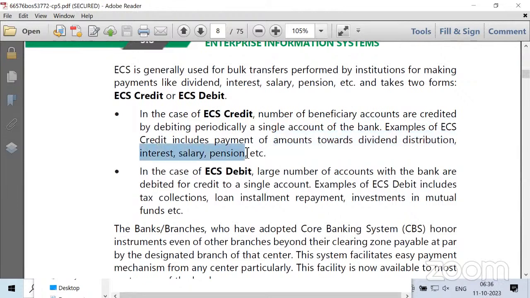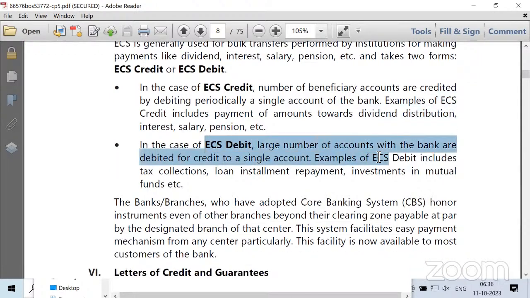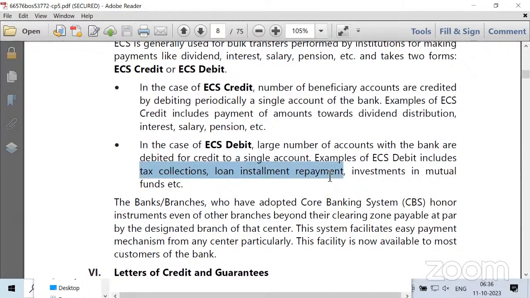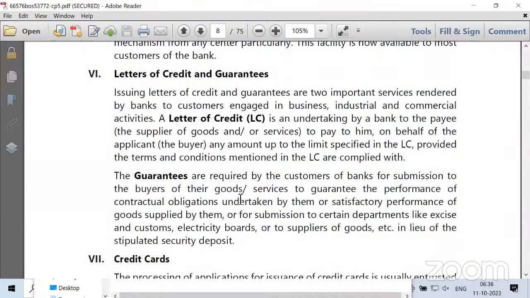Now assume that you are a company, let's say Infosys Limited. You are paying salary, you are paying interest, you are paying dividend. So once dividend is distributed, it will be distributed to all the shareholders. So it will be made using ECS. Similarly, debit means the bank accounts are debited for credit to a single account. Example, ECS debit includes tax collections, loan installment repayment, investment in mutual funds, etc. So all these things you have to remember.